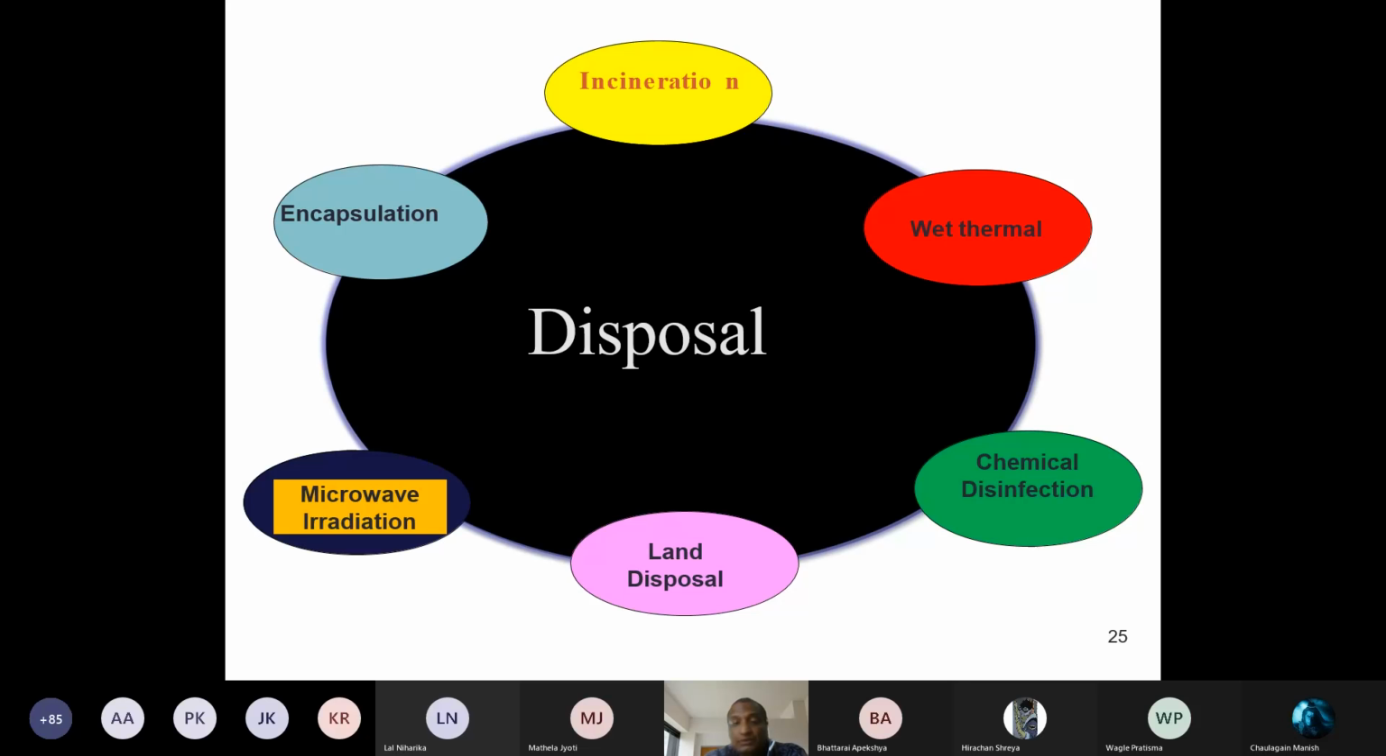Then you can dispose either by incinerating, by burning the total waste, or you can treat with thermal, meaning high temperature. Chemical disinfection can be used before disposal. Land disposal, microwave irradiation, and encapsulation. So in the next slide we'll see what that is.